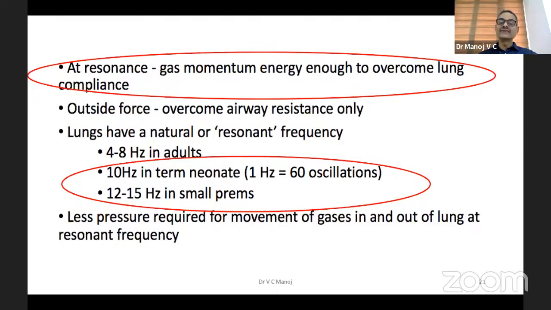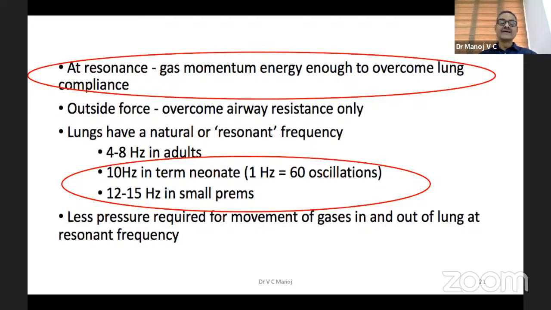Lungs also have a natural or resonant frequency, and this frequency is where maximum air movement takes place. Theoretically, this frequency can be like 4 to 8 hertz in adults. 1 hertz is 60 oscillations. Mind you, I hope all of you know that.